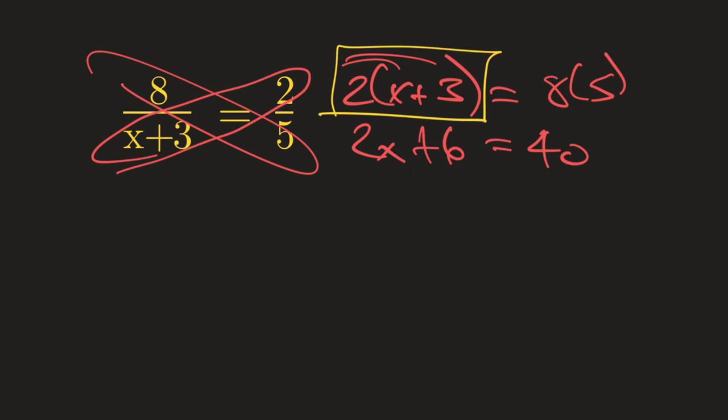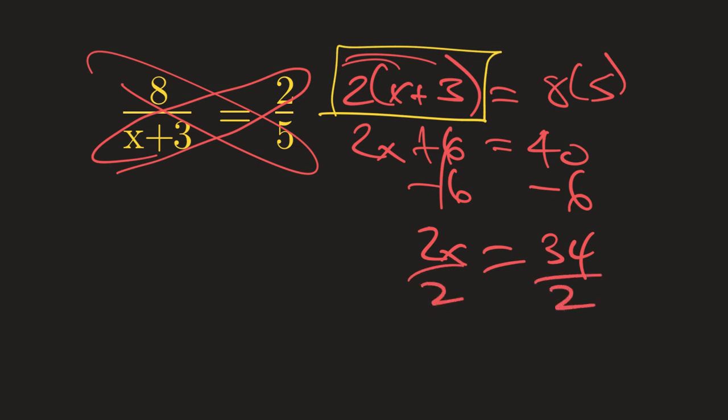Is everybody okay with where all that came from? Okay, what would be next? This is a pretty typical two-step equation. What do we got next? Subtract 6. Divide by 2. Works out nice and neat, nice and tidy.